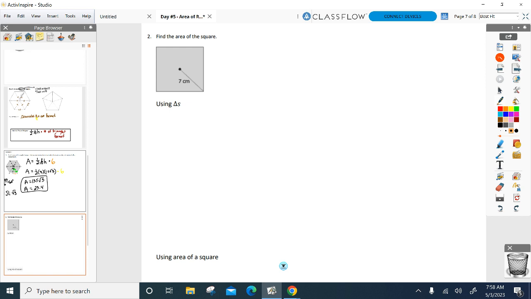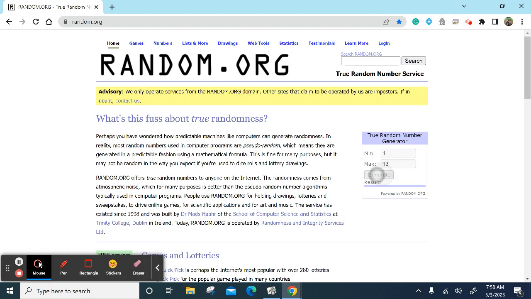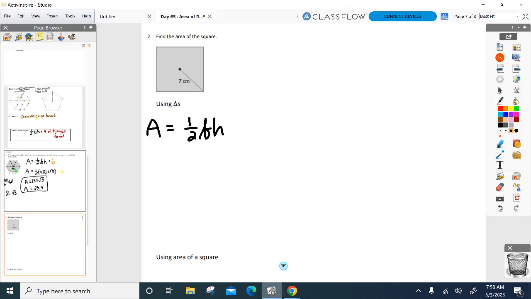Area of a square. We're going to do this 2 different ways. We're going to do it using our triangle method that we just talked about. And then, hey, what if I don't want to do the triangle method? I just want to use the area of a square. We'll talk about that. All right. So using triangles, 1/2 BH, how many triangles would be formed if I drew in all radii in this square? 4 of them. So I'm going to multiply this by 4.